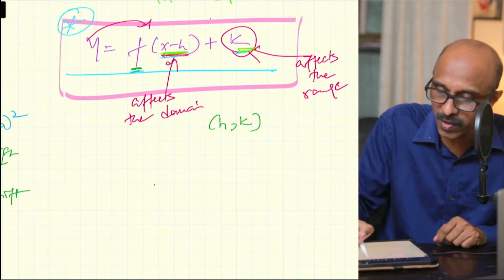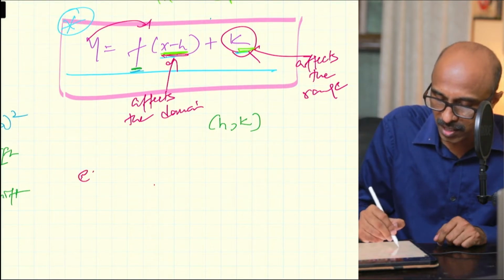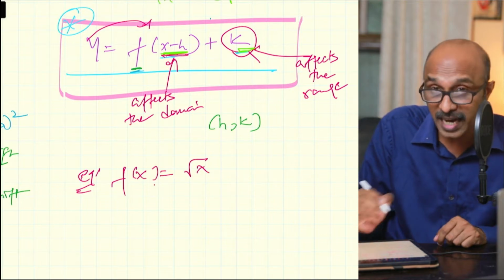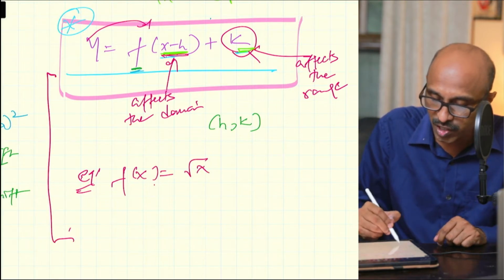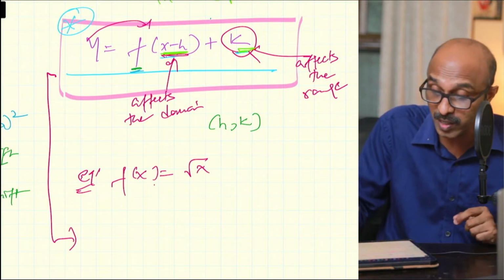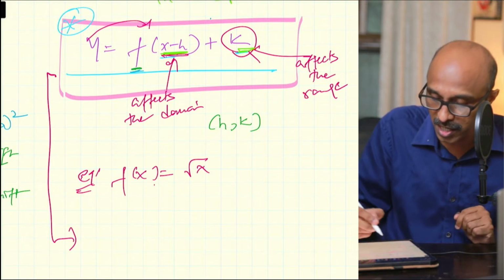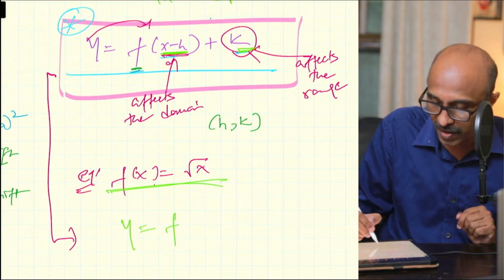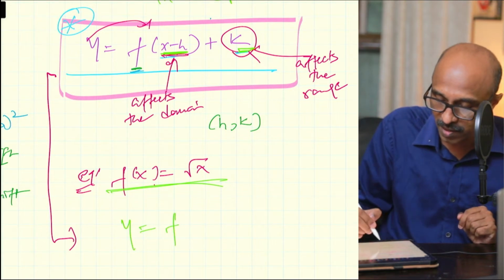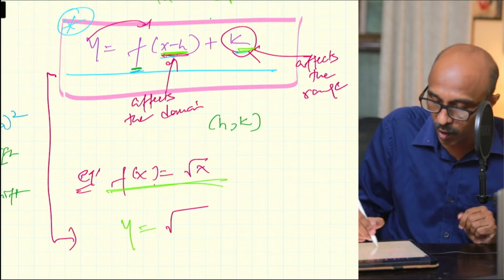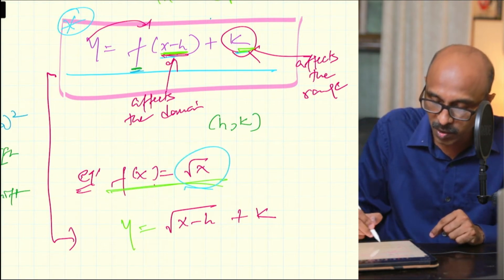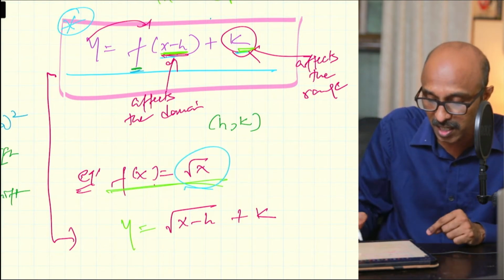So let's take some examples. This is example 1. Let's say our function was the square root function. In that case, if we were to rewrite this general translation equation, the general translation for the square root function would be y is equal to f of (x minus h) plus k. So instead of f, you're going to write the square root of (x minus h) plus k. F is the square root this time.